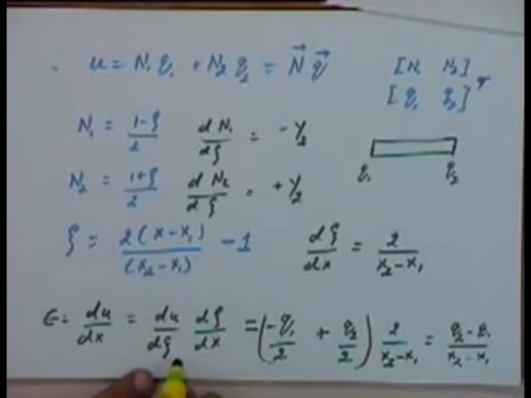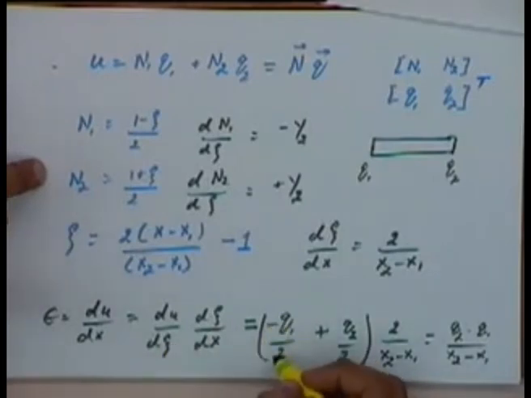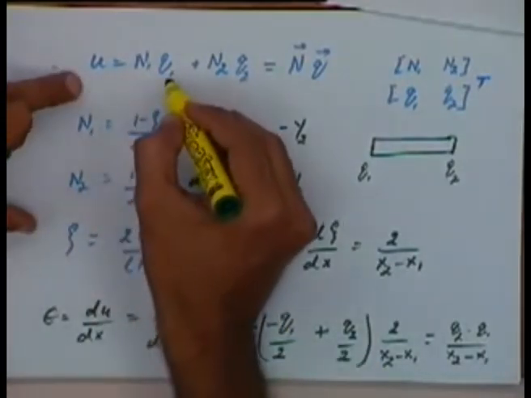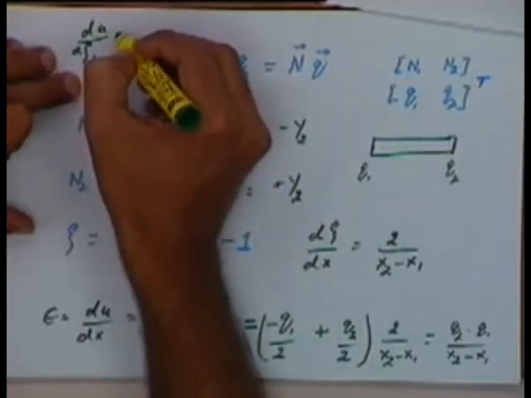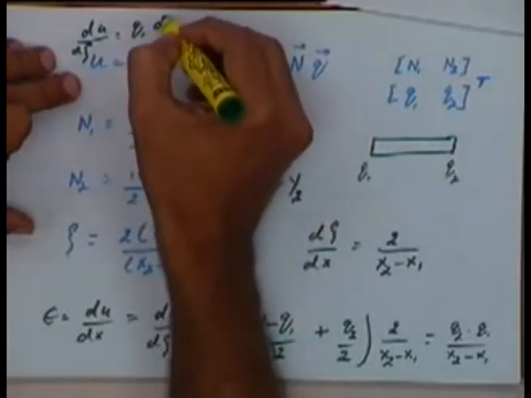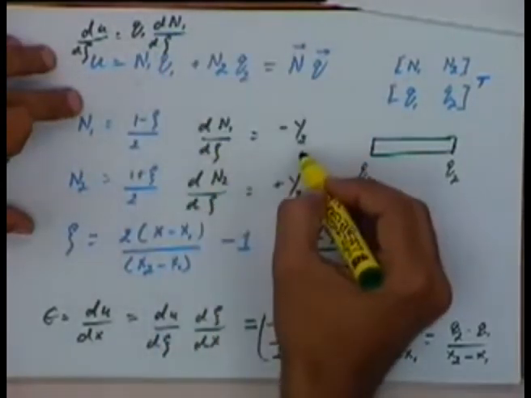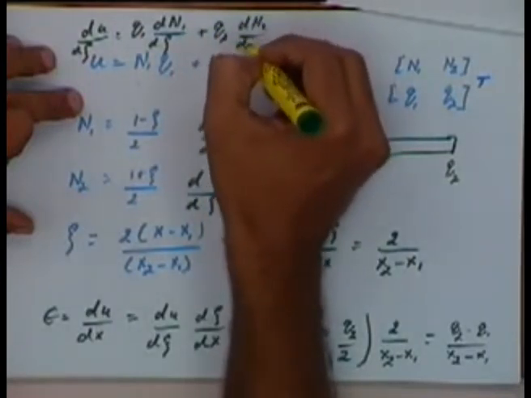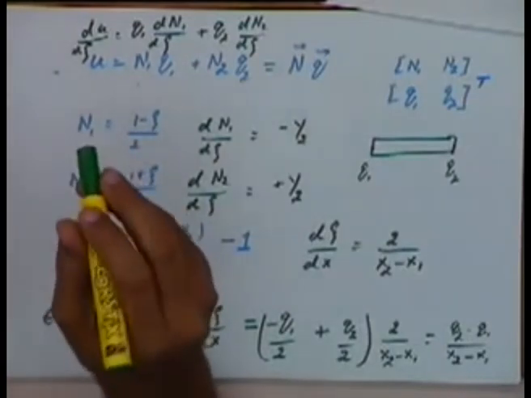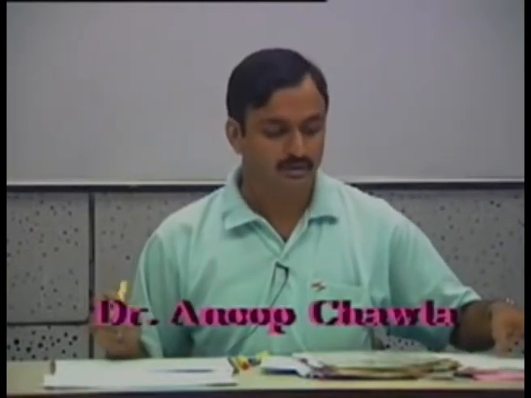How do we get du by d zeta? How do we get this minus q1 by 2? Okay. I am differentiating this term. q1 is a constant, so I will write it here. du by d zeta will be equal to q1 multiplied by dn1 by d zeta, and dn1 by d zeta is minus half, plus q2 multiplied by dn2 by d zeta. Okay. Any other questions? Okay.